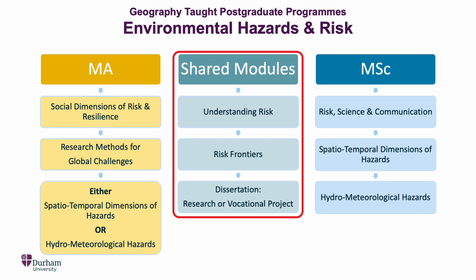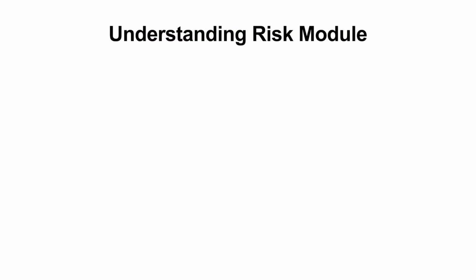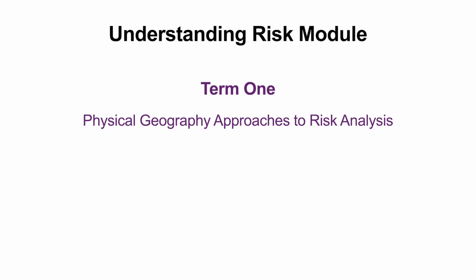All of our students take modules together: understanding risk, risk frontiers, and the dissertation module. I'll just quickly talk you through those as well. Understanding risk is co-taught by human geographers and physical geographers. Term 1 focuses on environmental impact assessment, and especially how risk analysis plays into that. So you'll get a grounding in the vocabulary, definitions of vulnerability, but also specific techniques for calculating that and how physical scientists calculate risk and vulnerability in those disciplinary fields.